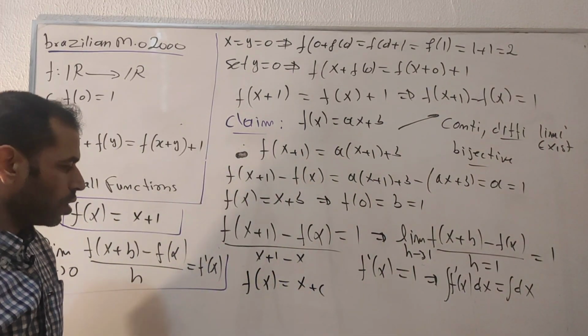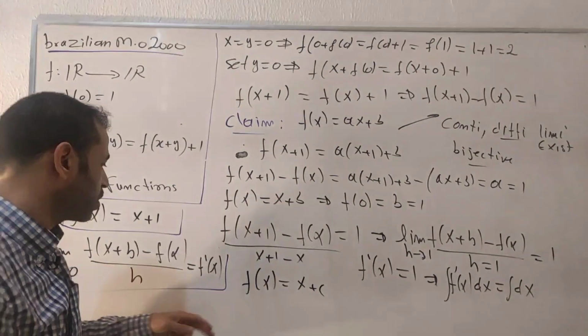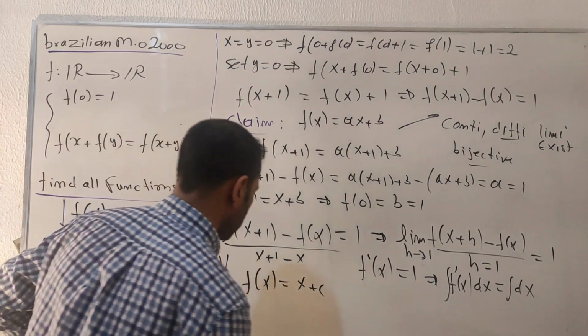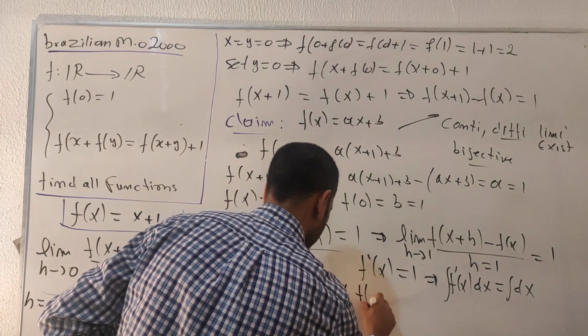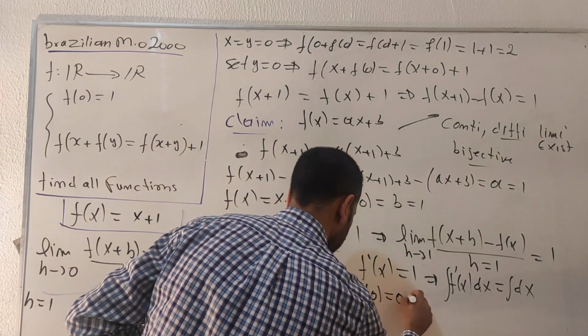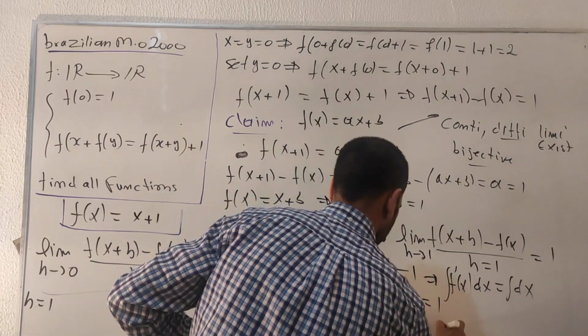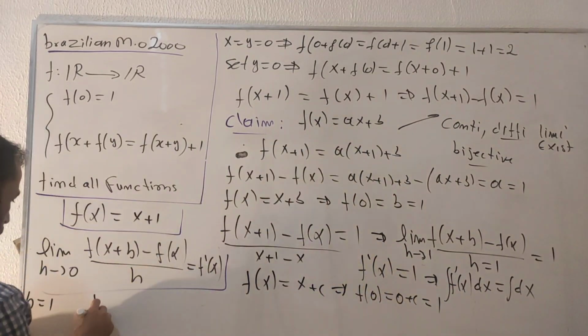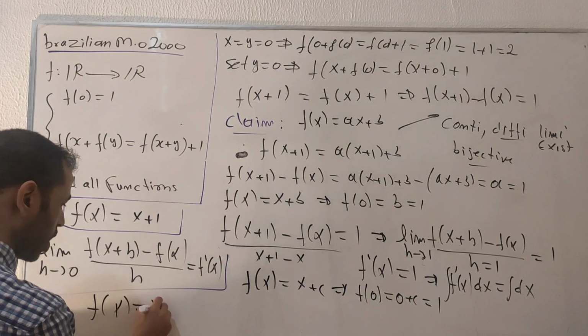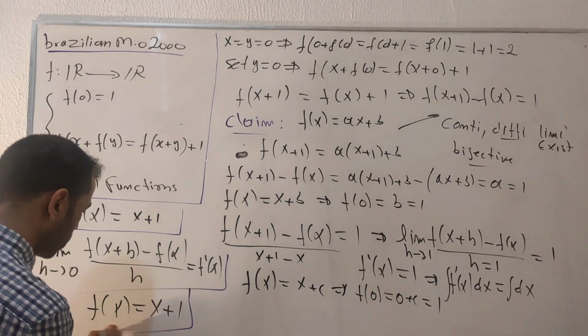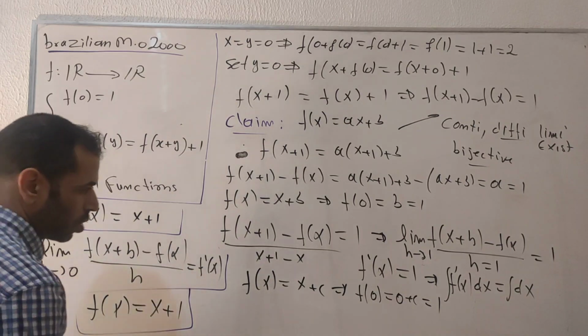So it's very simple to determine the constant here. Since we have the initial condition, I get f of 0 equals 0 plus c, which equals 1. We get c equals 1. Thus f of x equals x plus 1. Also we found the same thing with a different method.